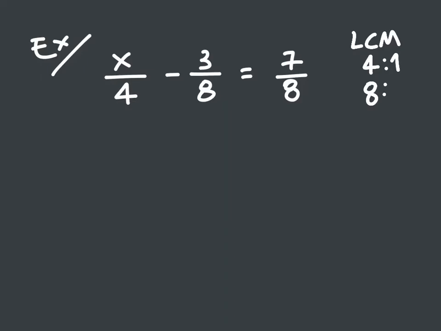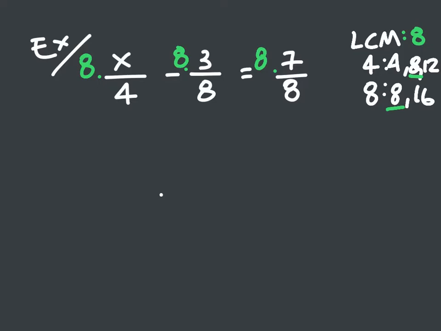I want to find the smallest common multiple in those lists. So for 4, I've got 4, 8, 12. For 8, I've got 8 and 16. So 8 is my common multiple. You can also think of this as your common denominator. So my least common multiple is going to be 8, and I'm going to multiply everything here by 8.